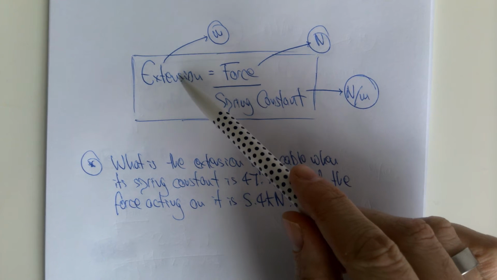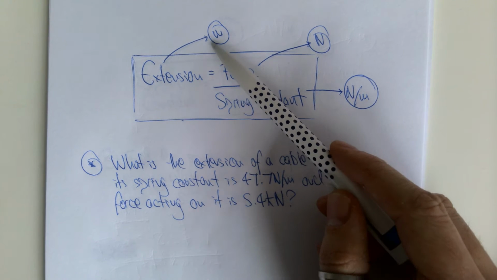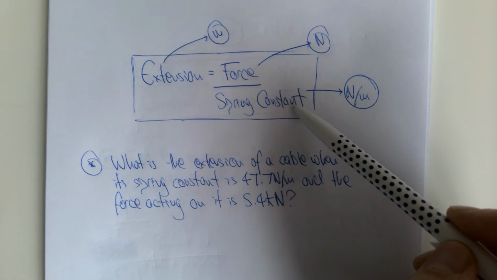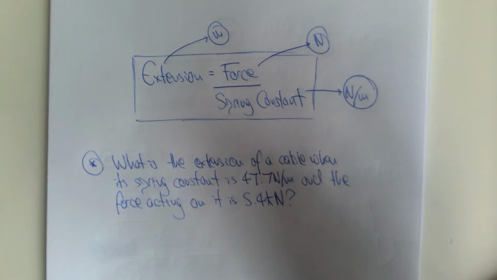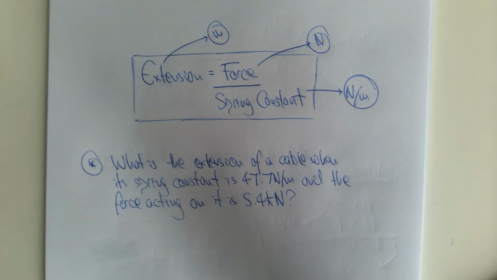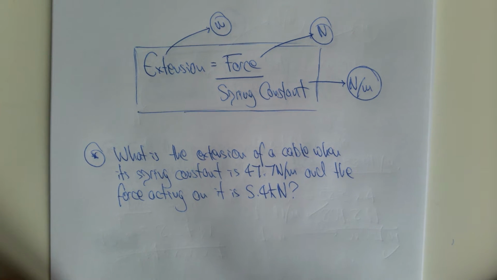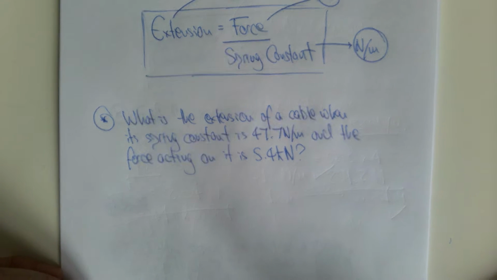Now, in this equation, remember, units for extension need to be meters, units for force need to be newtons, and the unit for spring constant needs to be newtons per meter. So any units that are not in those need to be converted back to them in order to show our answers correct. So let's have a look at a worked example.